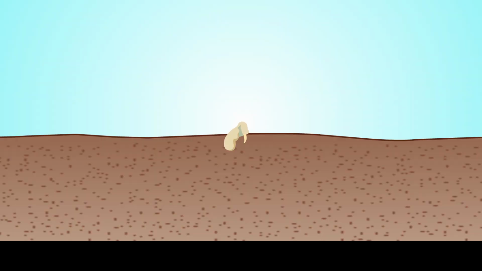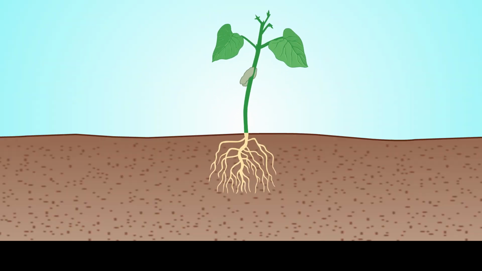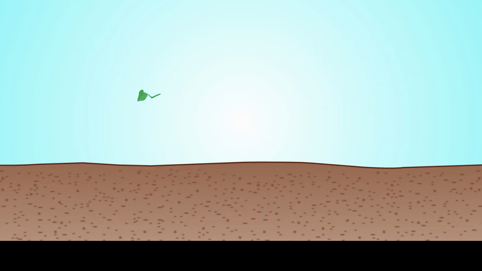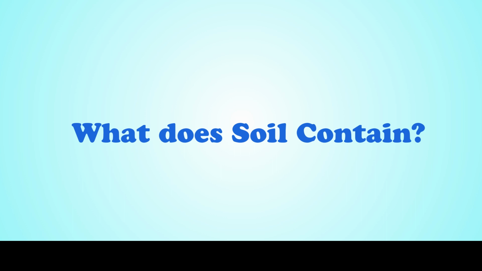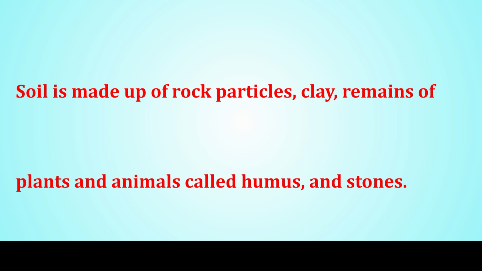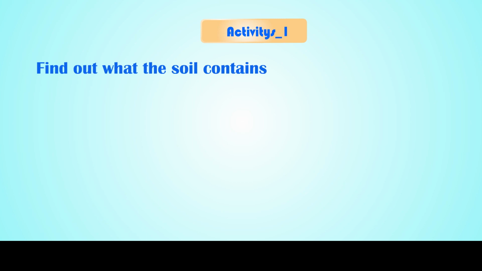The upper layer of the Earth's surface is called soil. It is important for the growth of plants. We grow vegetables, fruits, and other plants in the soil. The plants take up water and mineral from the soil through the roots. What does soil contain? Soil is made up of rock particles, clay, remains of plants and animals called humus, and stones.